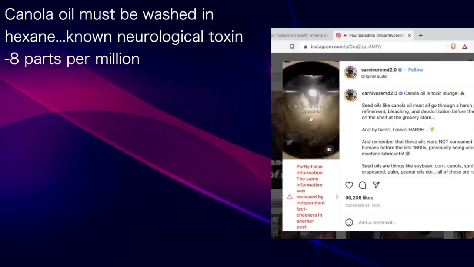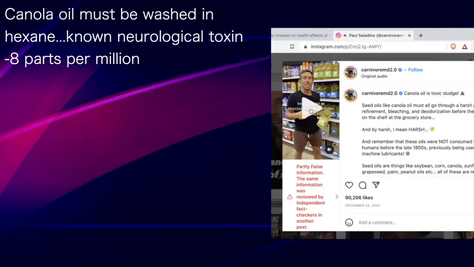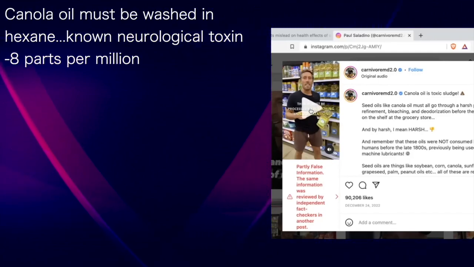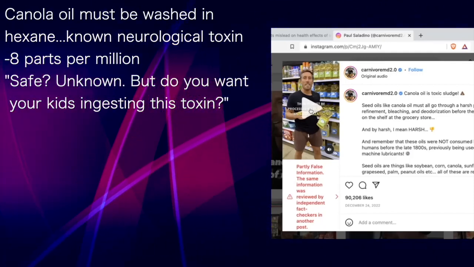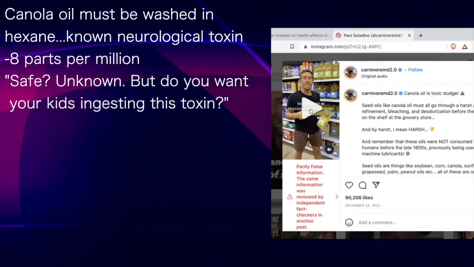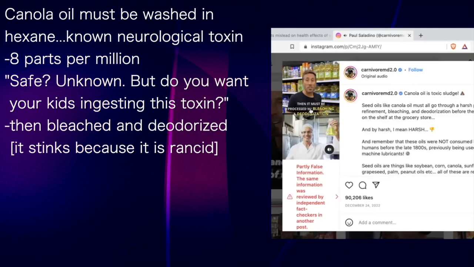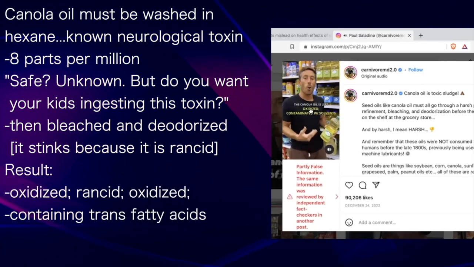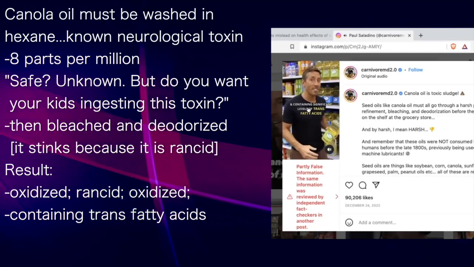This oil must then be washed with solvents like hexane, a known neurological toxin. It appears that the amount of hexane in canola oil is about 8 parts per million. Now, it's debatable whether this is something that is going to impact humans negatively. But do you want you or your kids or your family ingesting significant known amounts of hexane, a known neurological toxin, if you can avoid it? Then it must be processed with bleaching and deodorization so it doesn't smell rancid like it really is. After all of these steps, the canola oil is left oxidized, contaminated with solvents, and containing significant levels of trans fatty acids.